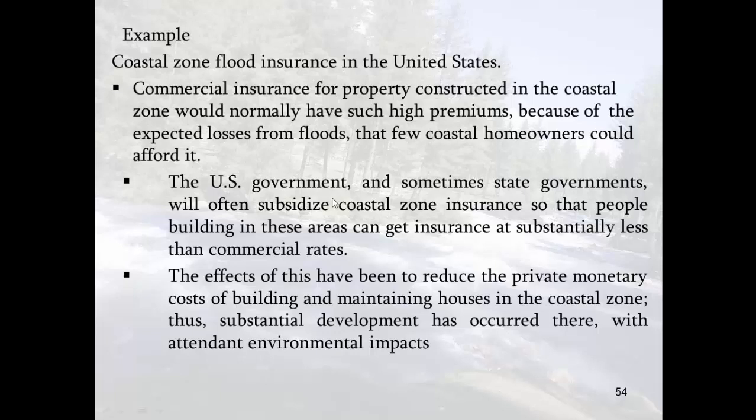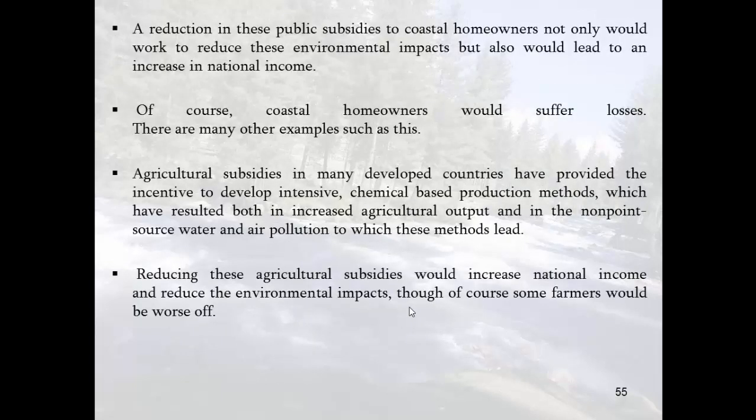The effects of this have been to reduce the private monetary cost of building and maintaining homes in the coastal zone, and thus substantial development has occurred there with abundant environmental impacts. Due to this subsidy, more and more houses are constructed in the coastal zones, which is creating the problem of environmental pollution. A reduction in these public subsidies to coastal homeowners not only would work to reduce the environmental impact, but also would lead to an increase in the national output.